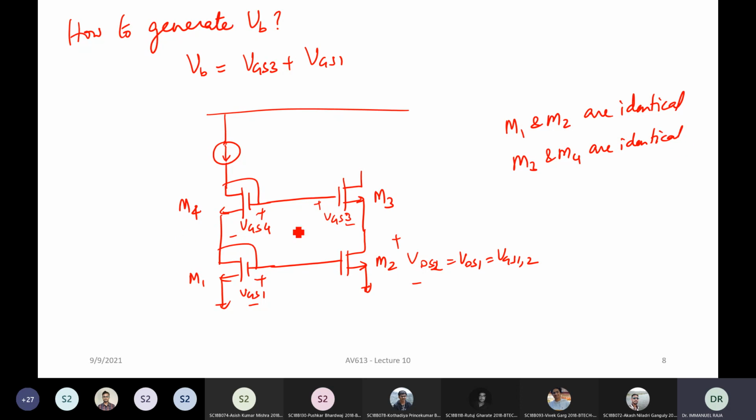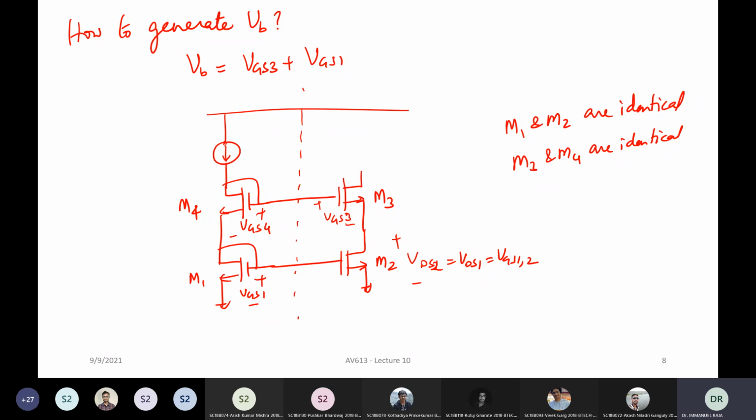So the top row of transistors need to be identical, and they can be different from the bottom row. They can be the same, they can be different. There is no hard and fast rule that they have to be the same. But the left to right symmetry needs to be maintained. So basically this is your plane of symmetry. You have to make sure that this side is exactly a mirror image of the other side.